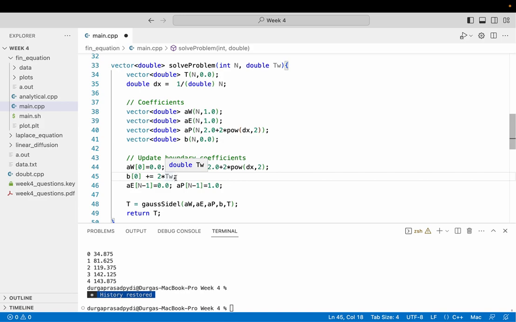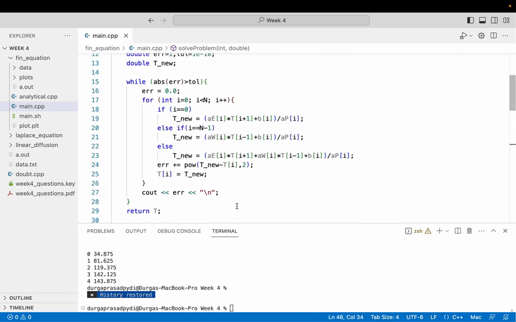So your A east will be 0, and A west on the last cell is essentially equal to 1. So A P is again, instead of a value of 2, now you will be having a value of 1. 1 got reduced, and then you also have a term coming from the source.